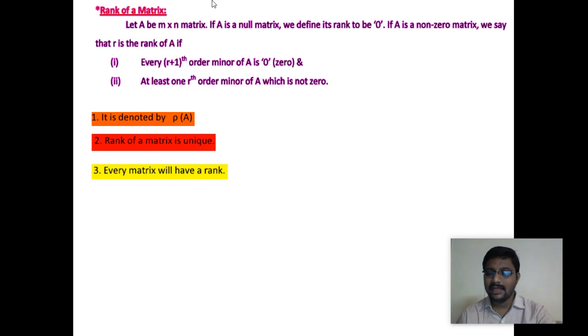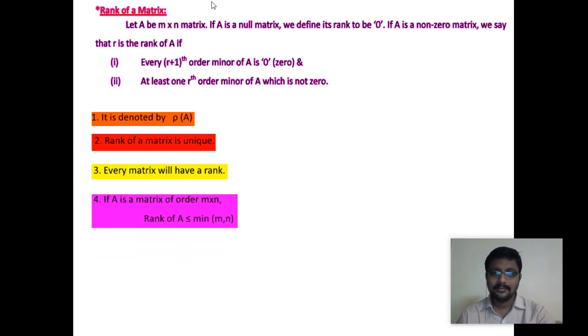Every matrix will have rank. Be it a symmetric matrix or skew symmetric or Hermitian or unit matrix or null matrix, any matrix will have rank. If A is a matrix of order m by n, then rank of A is less than or equal to minimum of m comma n.